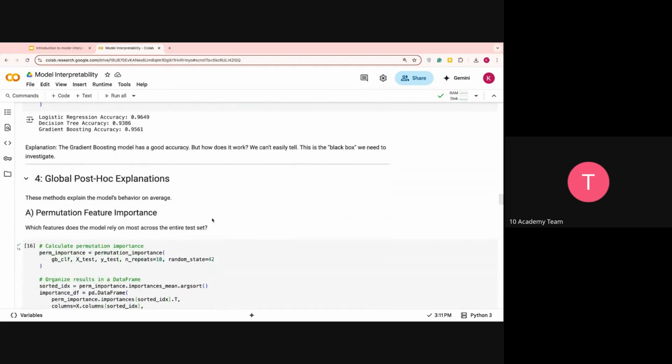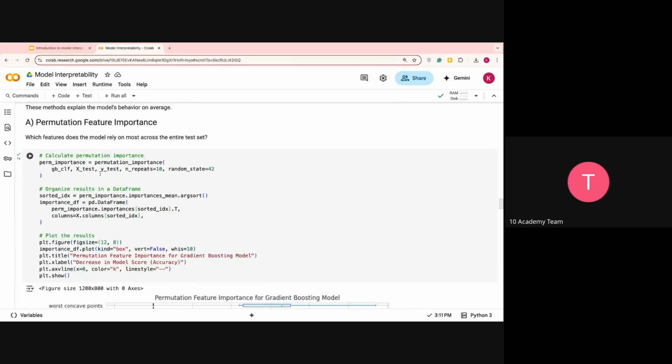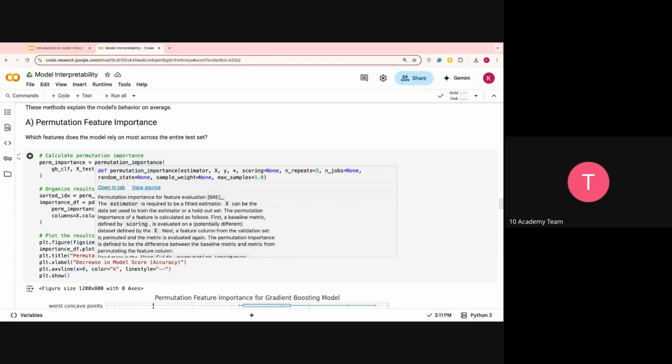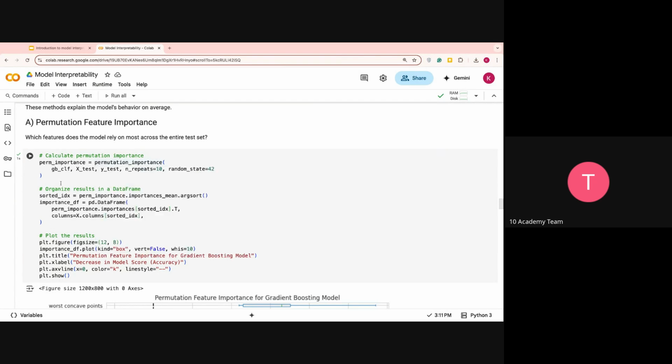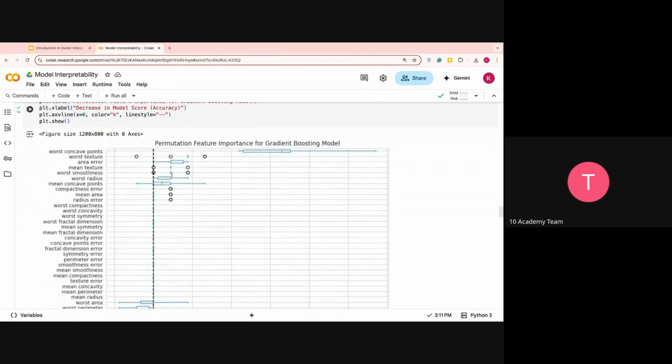But to know how it works, we have to do something. First, let's talk about the global post hoc explanation, how they work. Sorry, so here there is permutation importance, which is already built in and imported. We just give it its inputs, then sorted index, and the importances, sorted them, gave it, and then plotted it.